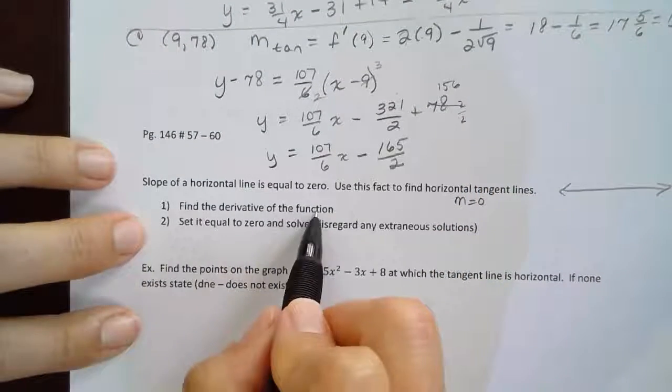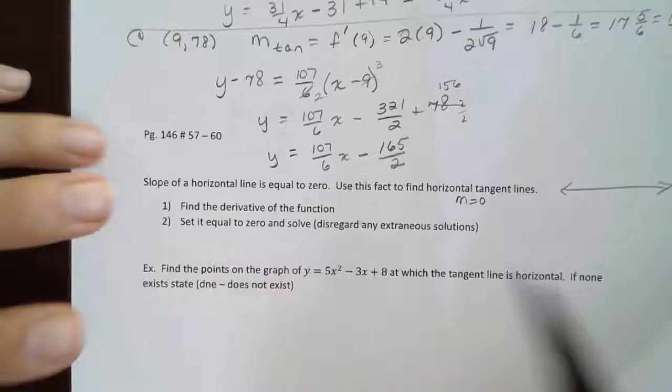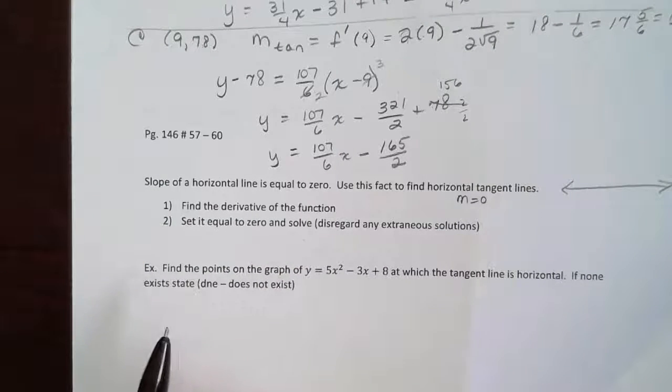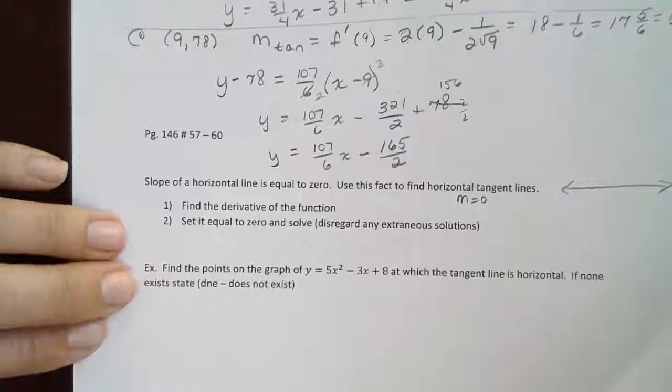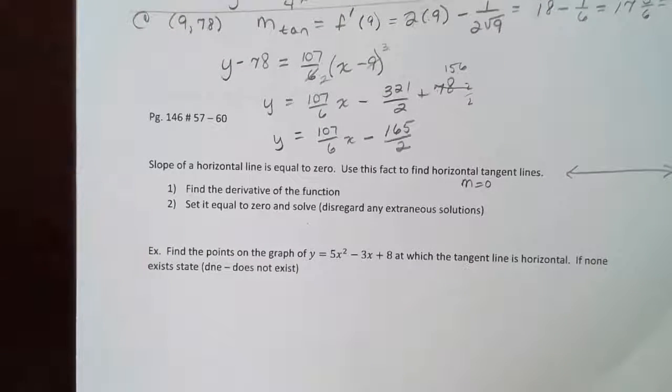So the first thing you're going to do is find the derivative of your function. Then you're going to set that one equal to 0 and solve it, disregarding any extraneous solutions should you come across them. Once you set this equal to 0, you'll find all the different places, because you could have multiple places where your tangent line is horizontal.